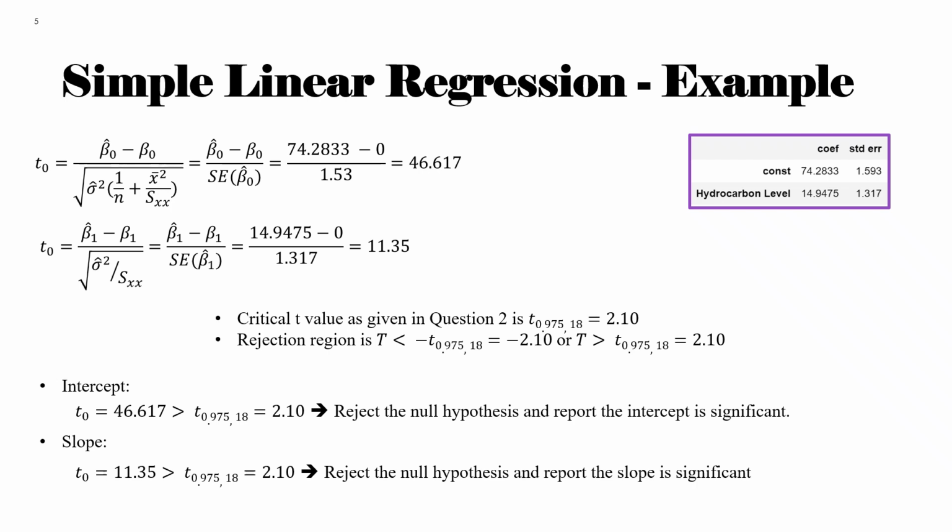Since both test statistics, 46.617 and 11.35, are much larger than this critical value, they fall in the rejection region. Therefore, we reject the null hypotheses and conclude that both the intercept and the slope are statistically significant.